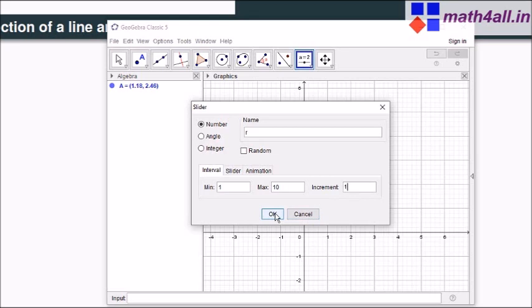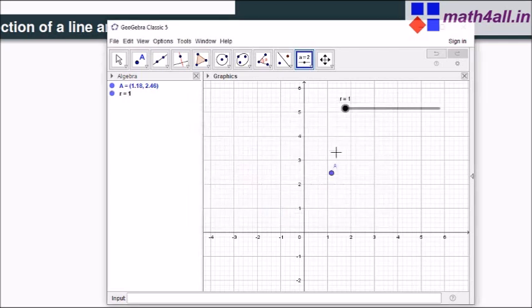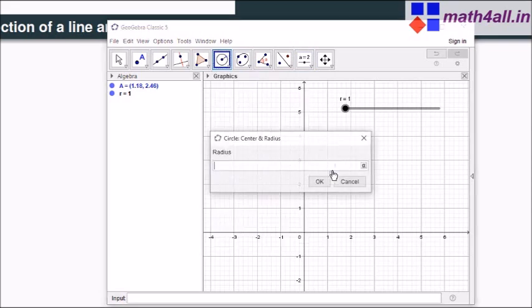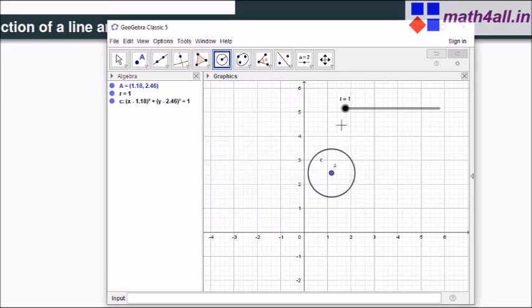So now I want to create a circle. I go to the circle tool. In the circle, I want the radius to be equal to N. So I choose this part of the tool, a circle with a given center and radius. So this is my center, and it asks me what the radius is. The radius is this N, so I'll enter N. Okay, so center is A, radius is N.